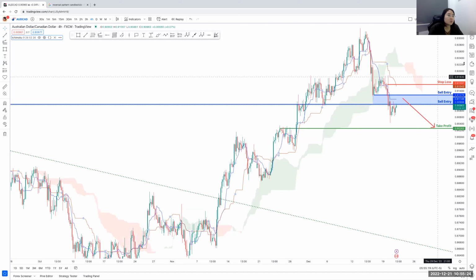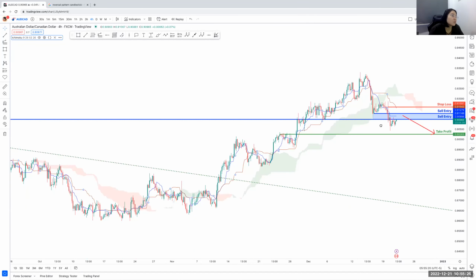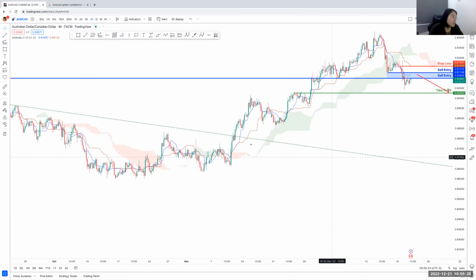So there are two rules that I follow with Ichimoku. Number one, if price is moving above, just give me a moment.